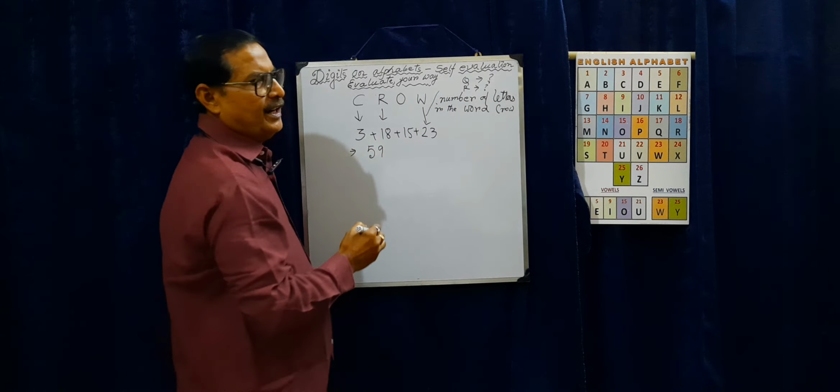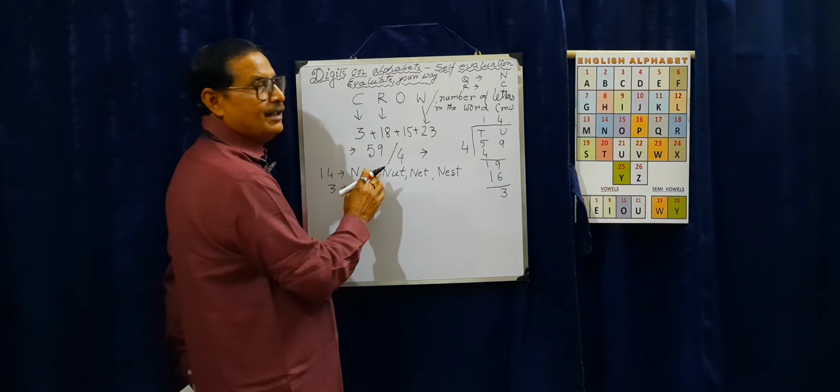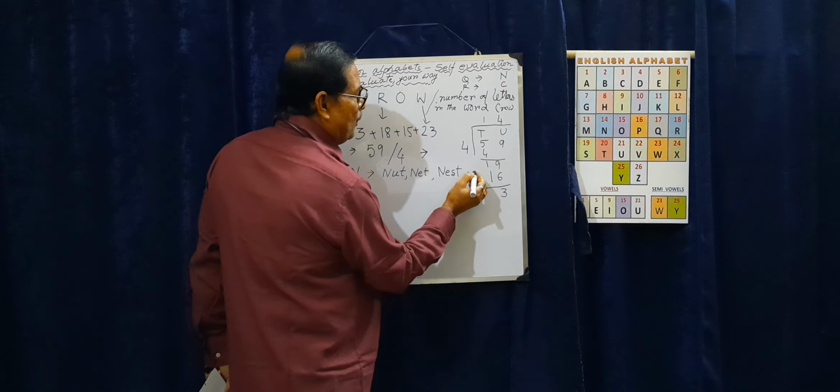Now these two we got. N, how many words can we make with this N? Now we can say N for NUT, nut. Any more? N for NET, net. Any more? N for nest. Now we have made 3 words with this N and so on.